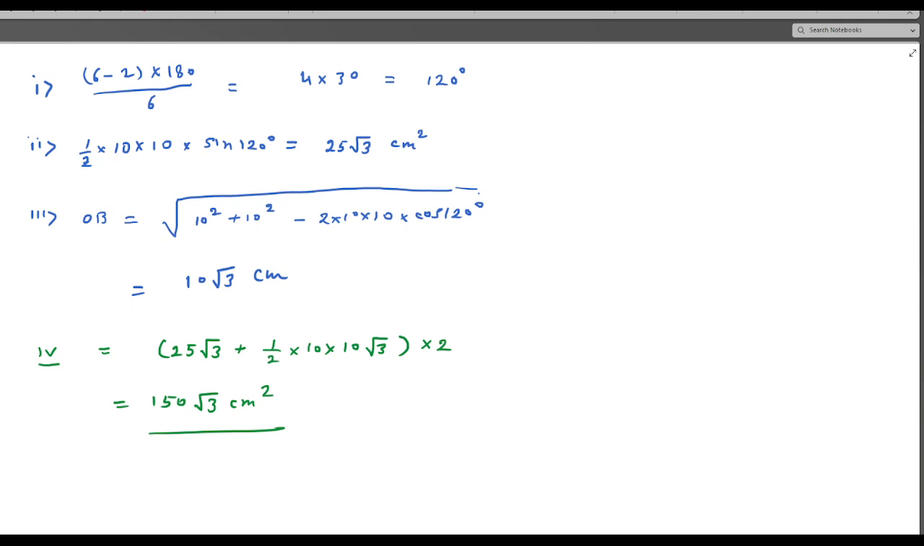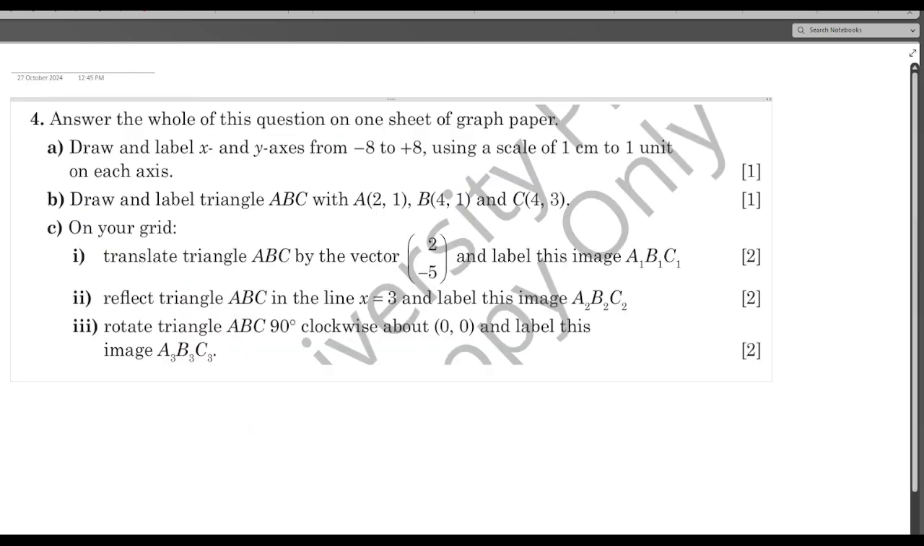Okay, now next question. Question number 4. Answer the whole of the questions on the sheet of graph paper. Draw and label x and y axis from -8 to +8. Use a scale of 1 centimeter equals 1 unit on each axis. Draw and label triangle ABC. A, B and C coordinates are given.